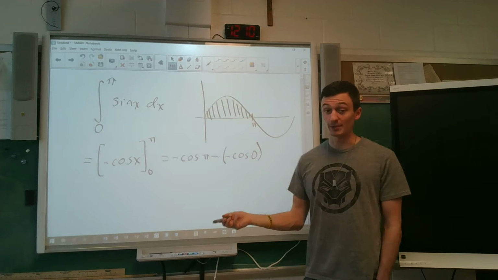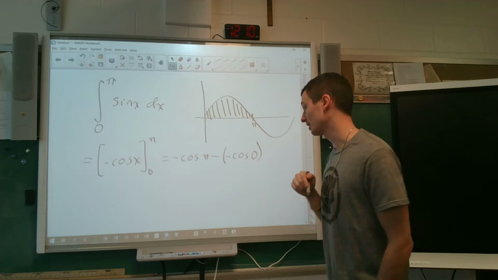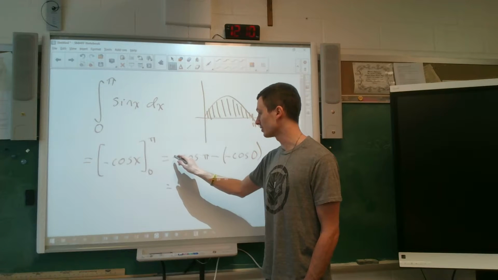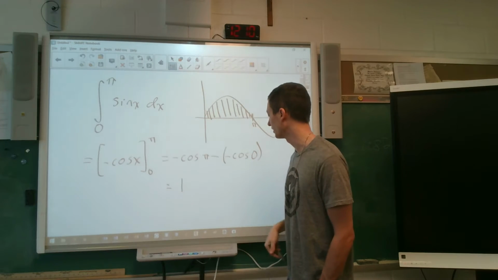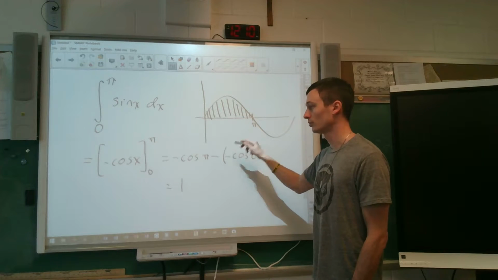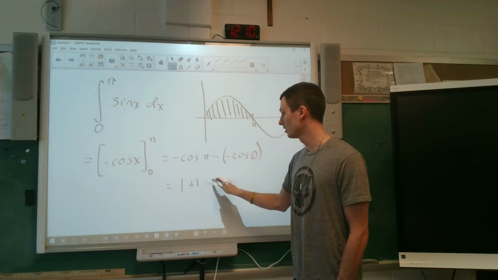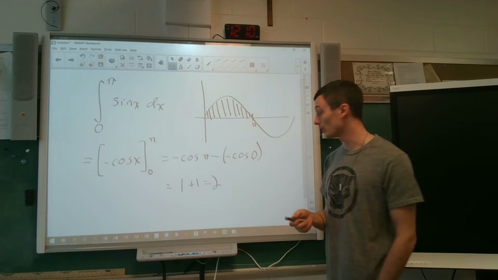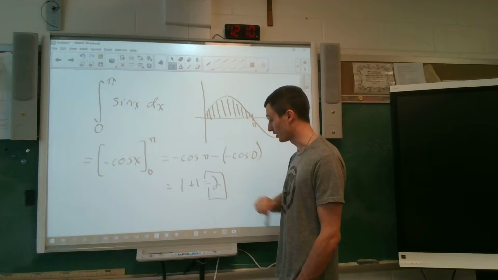Notice I'm not putting in the plus c because they will cancel out. In this case, the cosine of pi is negative 1, so negative cosine of pi is positive 1. The cosine of 0 is positive 1, so I'm subtracting a negative 1, which is plus 1, which equals 2. Fantastic. The area under this curve is exactly 2, which is pretty darn cool.